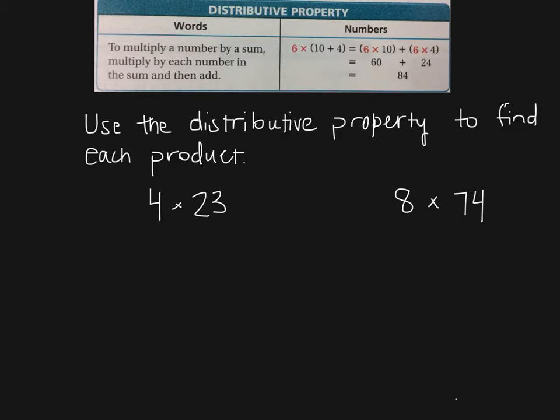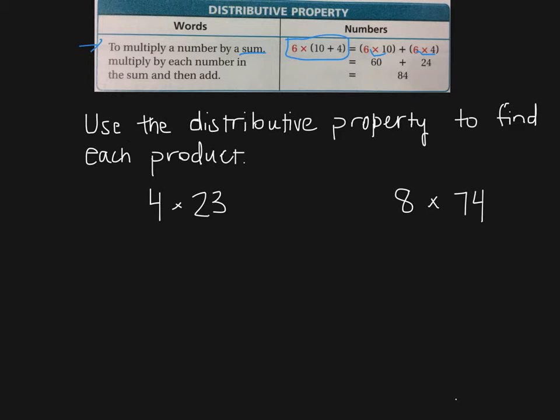And so when we use the distributive property, here's what we're doing. We're using it to multiply a number by a sum. Now that means adding. Multiply each number in the sum and then add it together. So if I have this problem, 6 times 10 plus 4, I do 6 times 10 and 6 times 4. So I just have to add 60 and 24. So it's supposed to make it a little bit easier to compute.